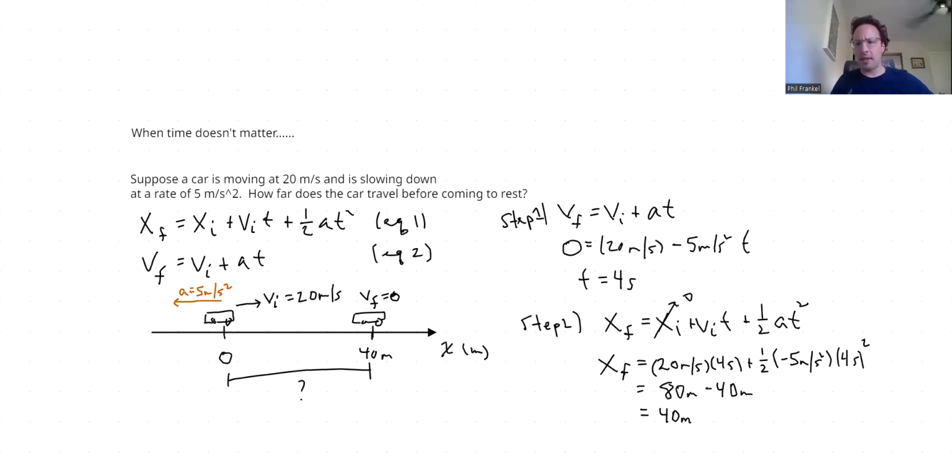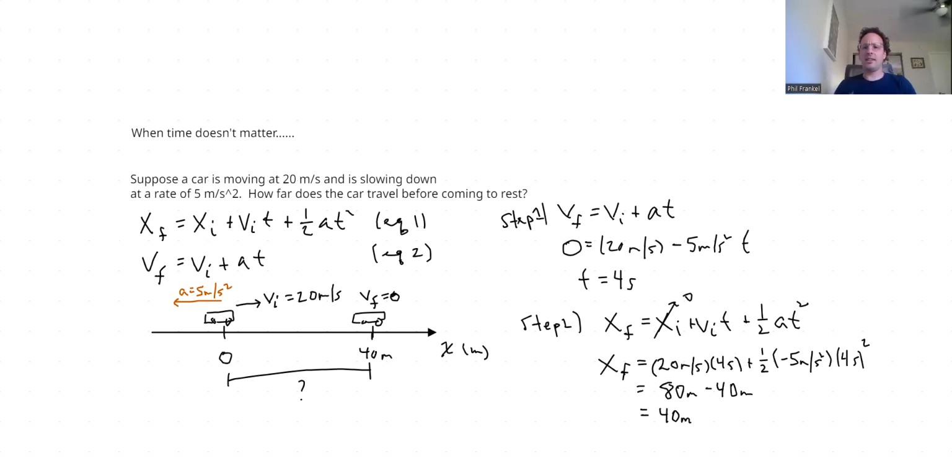Now's a good time to point something out. Notice, if the acceleration were 0, then this entire term would be 0, in which case the car would be traveling at a constant 20 meters per second for 4 seconds. This negative term would be 0, and 80 meters would be how far the car traveled. But because it was accelerating in the negative direction and slowing down, it travels less than 80 meters. It only travels 40 meters. Great. So that's our answer.